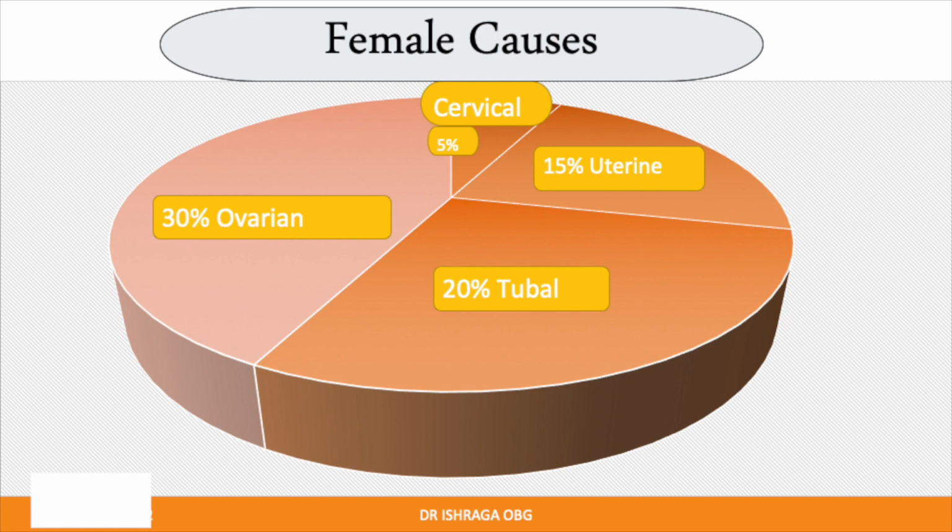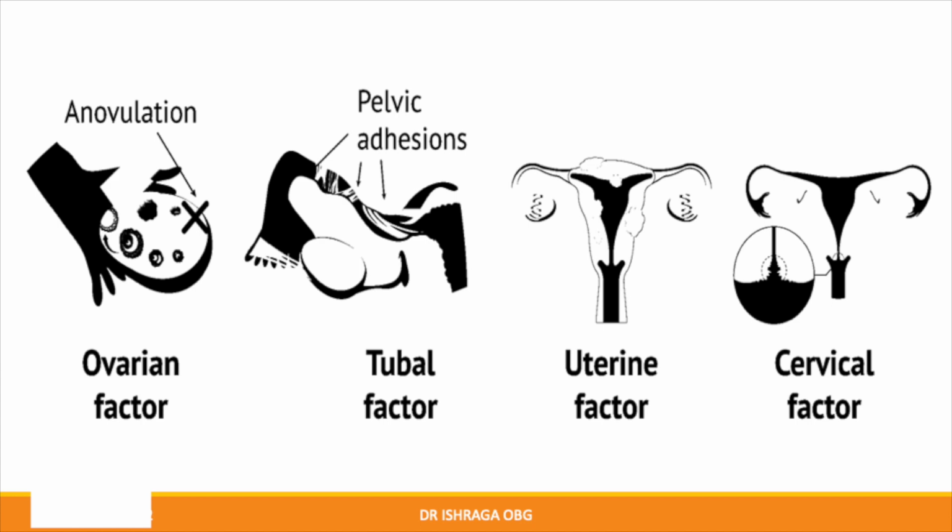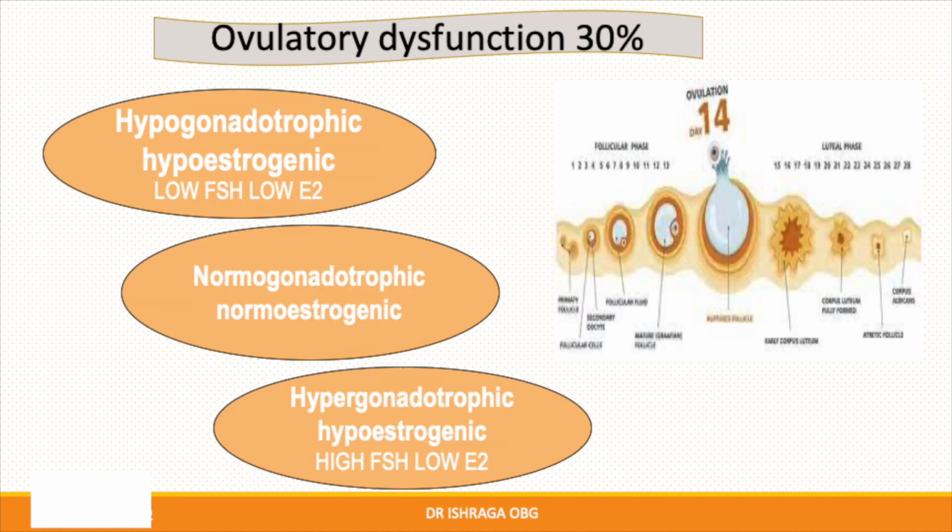Female causes we can categorize as ovarian, tubal, uterine, and problems in the cervix. Anovulation, tubal factor, uterine factor, or cervical factor. Ovulatory dysfunction is around 30%. Can be hypogonadotrophic, hypoestrogenic, central defect. Can be normogonadotrophic, normoestrogenic, or can be hypergonadotrophic, hypoestrogenic. Problems in the ovaries.